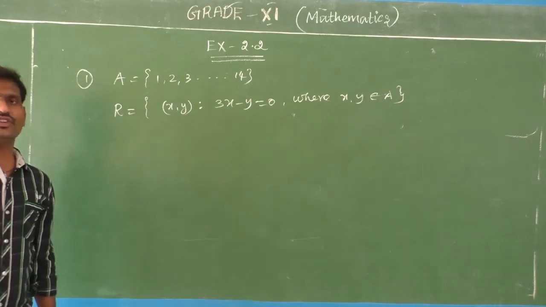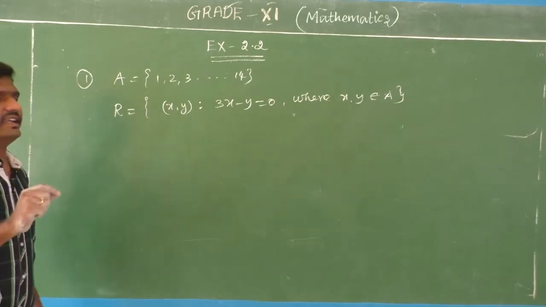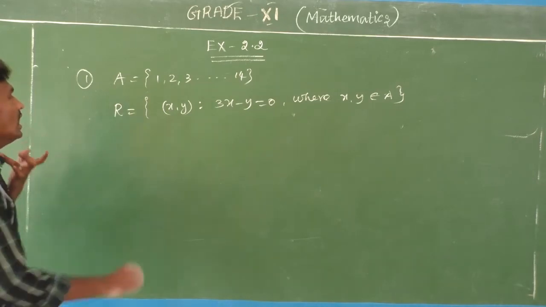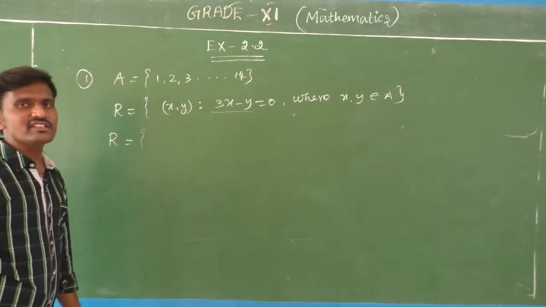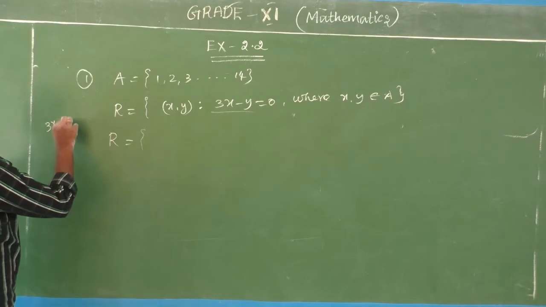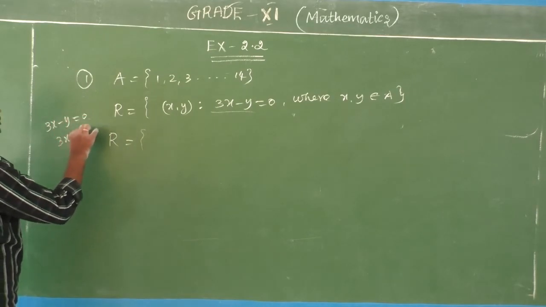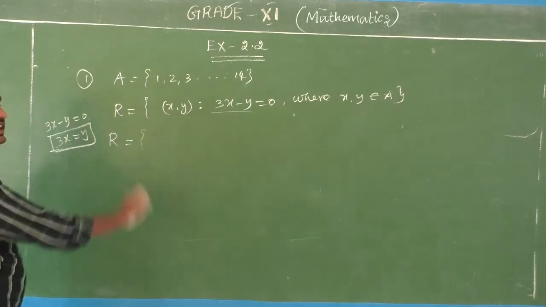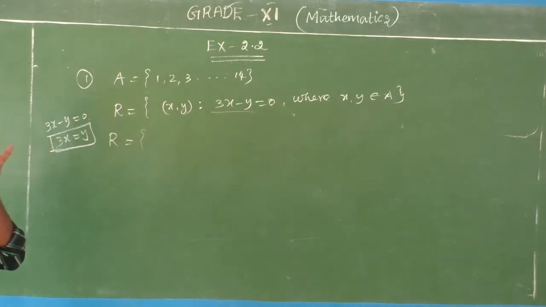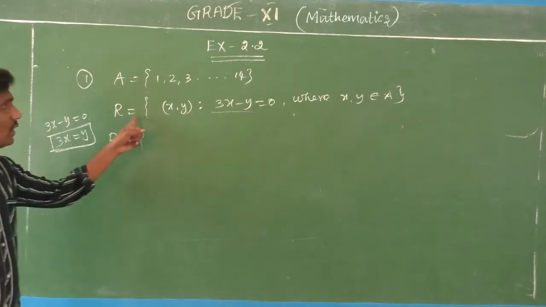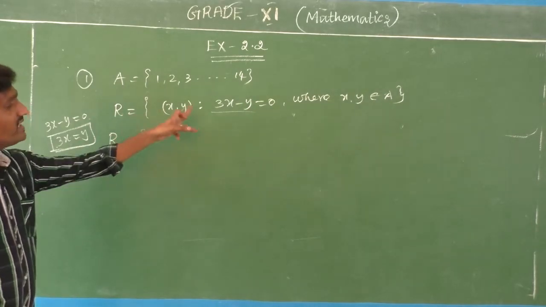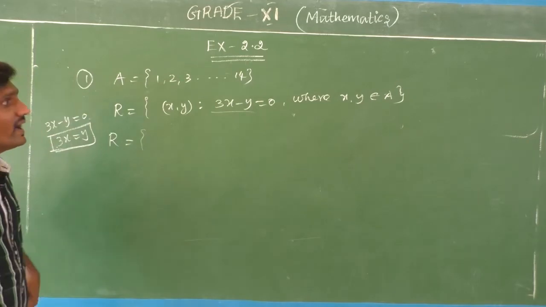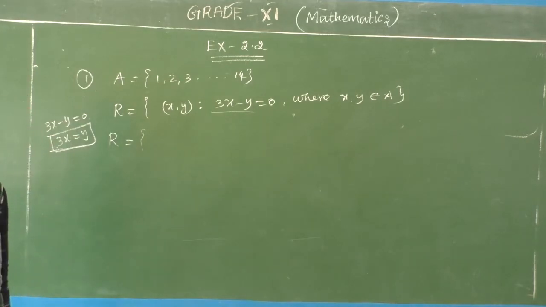Now listen. First we should calculate the ordered pairs. How? First, R equal to, what is the given condition? 3x minus y equal to 0, so 3x equal to y. From this condition, we have to frame the ordered pairs. What is the relation given? Relation R equal to {(x, y) such that 3x minus y equal to 0}, where x, y both belong to A.